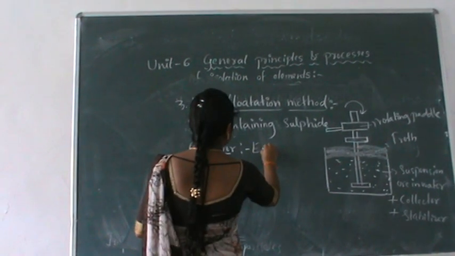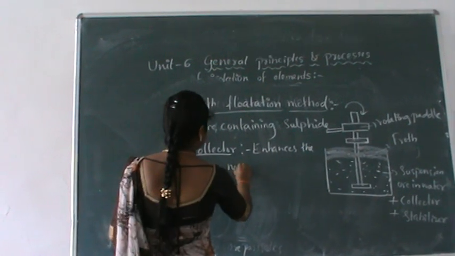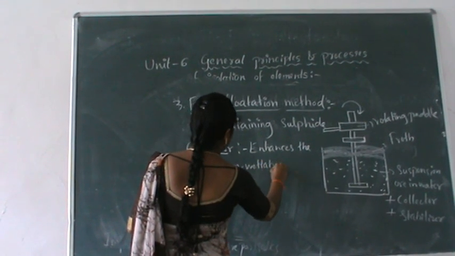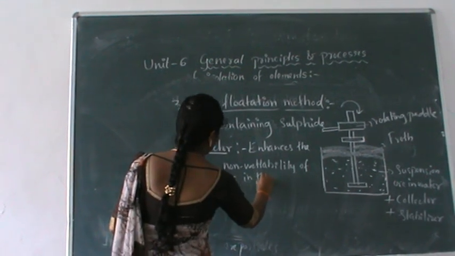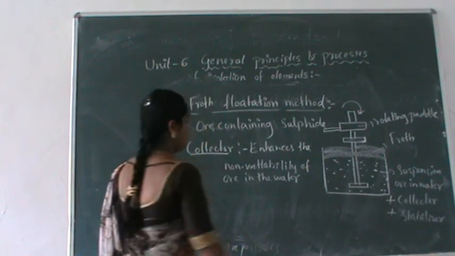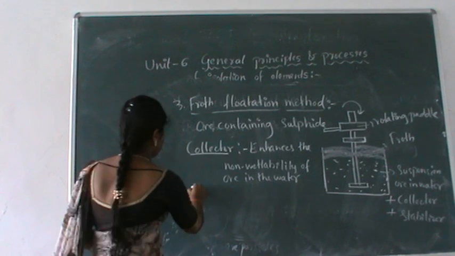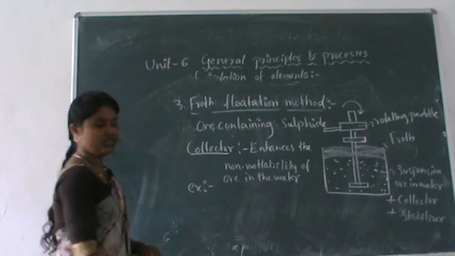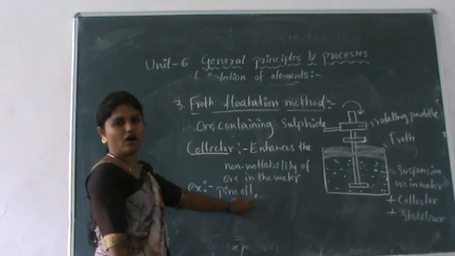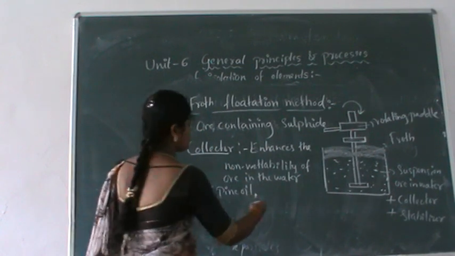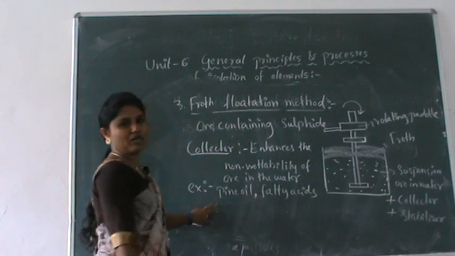It enhances the non-wettability of ore in the water. Example of collector is pine oil. It is generally an oil. Okay. And we will use fatty acids also. Fatty acids. ಇದನ್ನು ಕೂಡ ಯೂಸ್ ಮಾಡ್ತೀವಿ collector ಅಲ್ಲಿ.